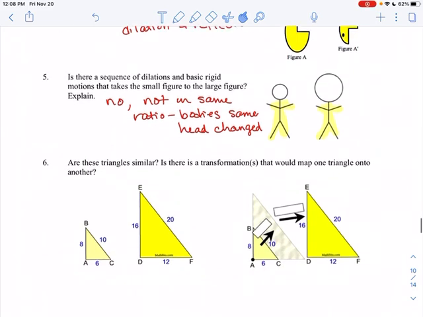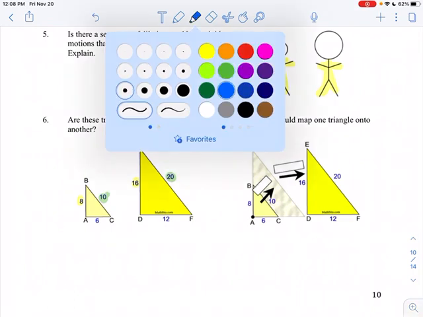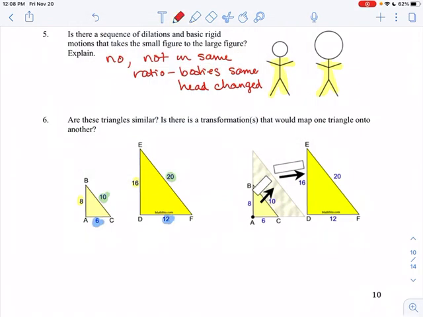Just so you can see it a little bit more easily, in exercise 6, I want to know if the triangles are similar. Is there a transformation that would map one triangle onto the other? And there is, because you can see that, look at the sides, if I compare them, 8 became 16, 10 became 20, and 6 became 12. Okay, so what I did is I dilated it, each side was twice as long. So it was a dilation with a scale factor of 2.